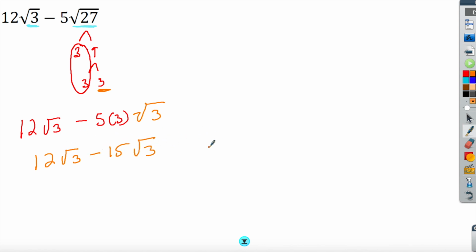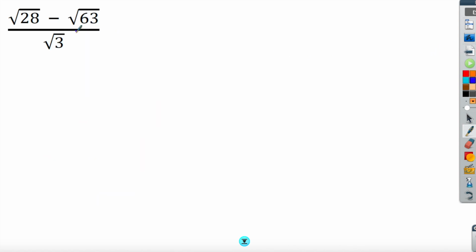So this would give me now 12 radical 3 minus 15 radical 3. Now when it looks like this, I can add and subtract the numbers in front of the radical. So 12 radical 3 minus 15 radical 3, I just subtract these. 12 minus 15 is negative 3, and the radical stays the same. So negative 3 radical 3 is my final answer there. All right, so let's go ahead and look at the next one. This one looks a little trickier.